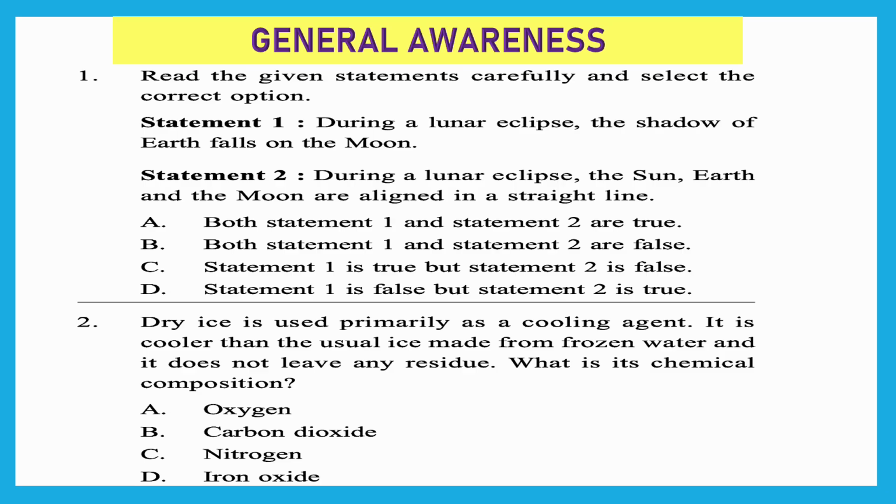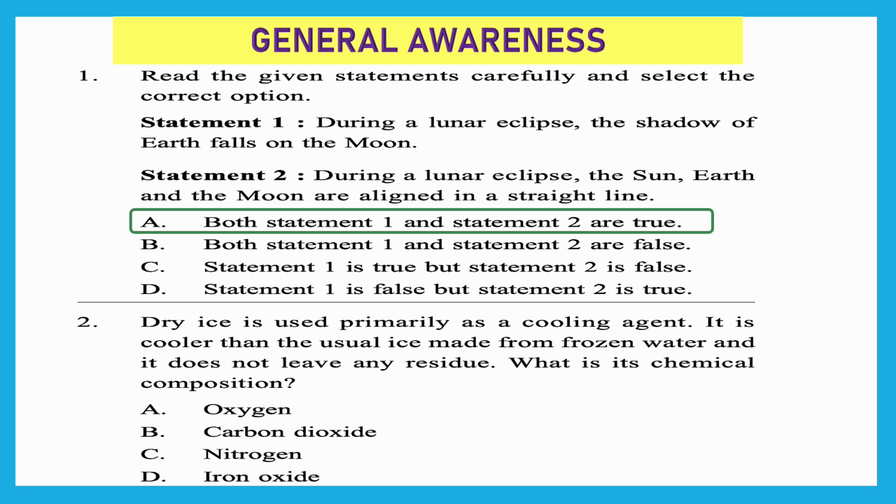Section 1 is of General Awareness. Question 1. Read the given statements carefully and select the correct option. Statement 1. During a lunar eclipse, the shadow of Earth falls on the moon. Okay, that is right. Statement 2. During a lunar eclipse, the sun, Earth and the moon are aligned in a straight line. That is also correct. So, for us the right option is option A. Both statement 1 and statement 2 are true.